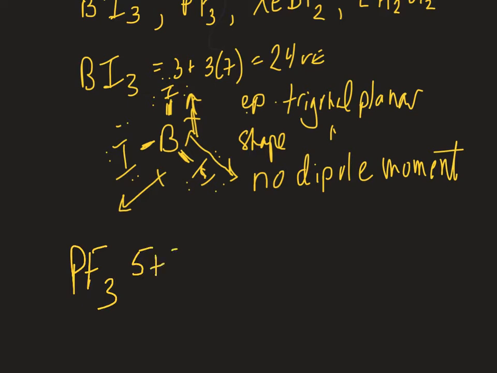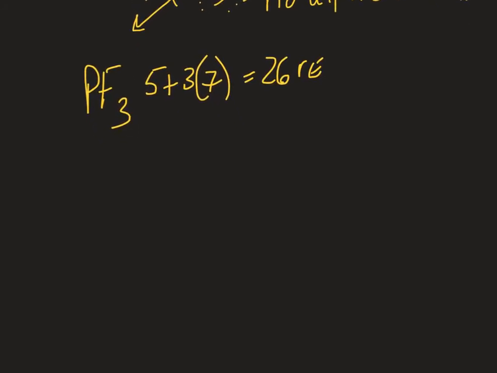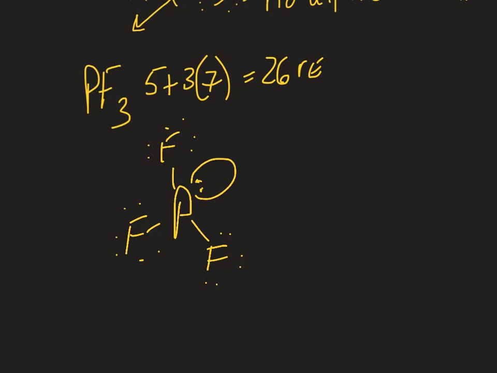Phosphorus has 5. Fluorine has 7. For a total of 26 valence electrons. I'm going to put my P here, with F, F, F around it, and then add the electrons. So 8 times 3 is 24. There are extra electrons around this central P, so that means there are 4 repelling units.